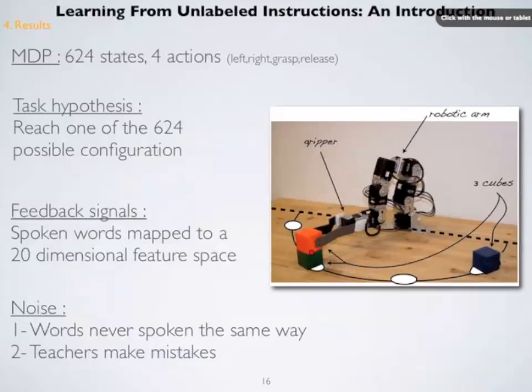To do so, the robot has 4 possible actions, which are go left, go right, grasp a cube, and release a cube. To teach the robot this task, we will use real spoken words that will be mapped to a 20-dimensional space. In this kind of setup, we can identify 2 sources of noise. The one due to the speech itself, because words are never spoken the same way, and importantly, the noise from teaching mistakes, where the teacher may erroneously assess the robot actions.